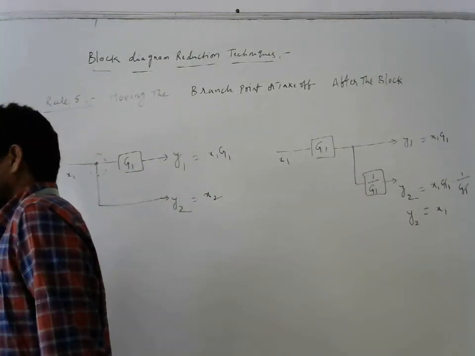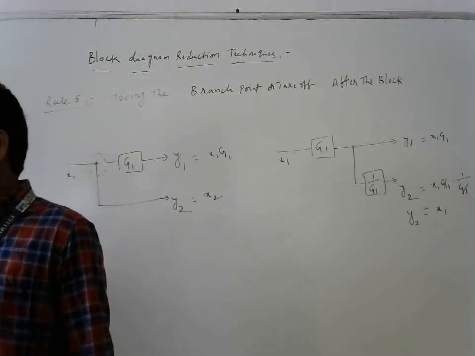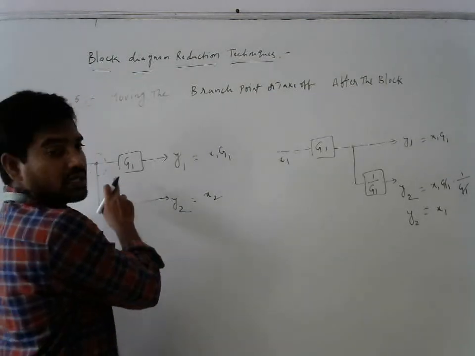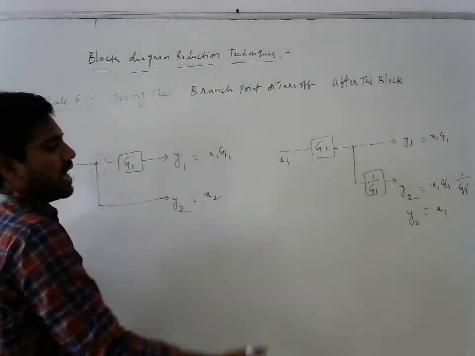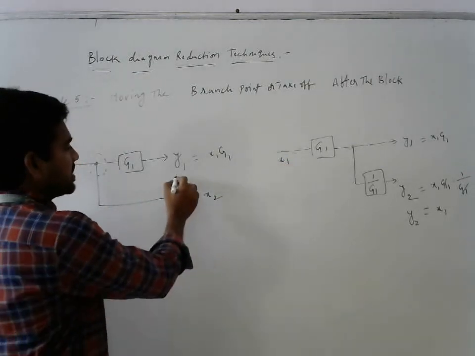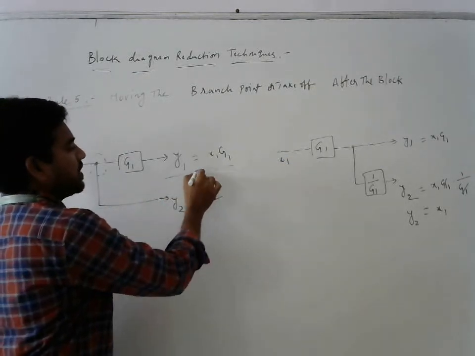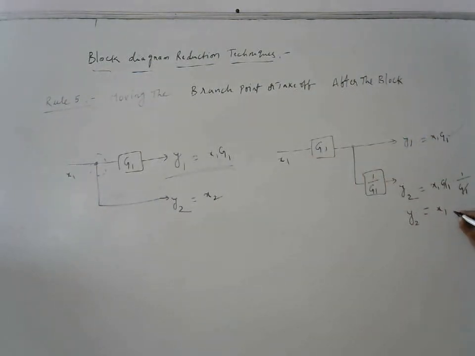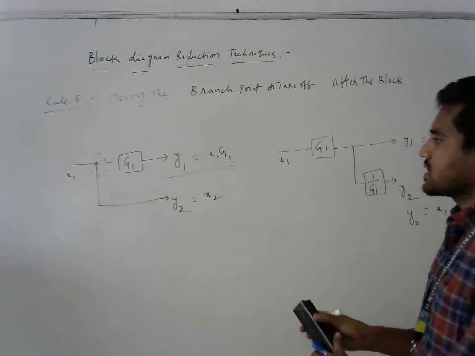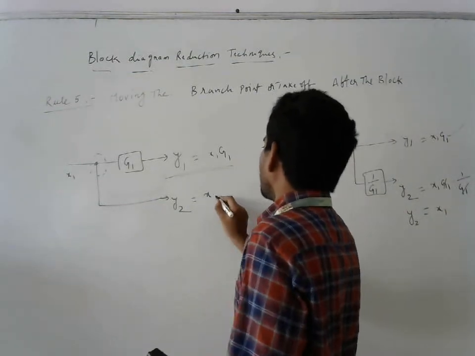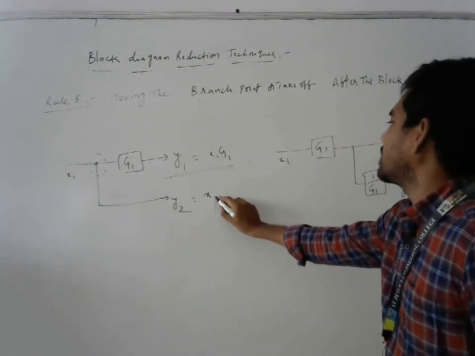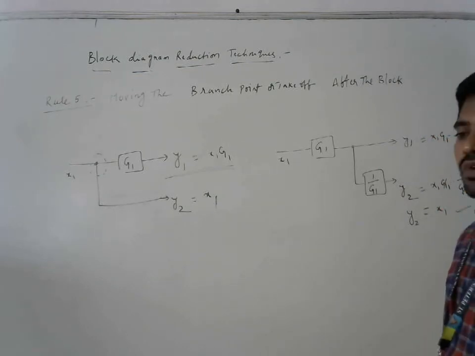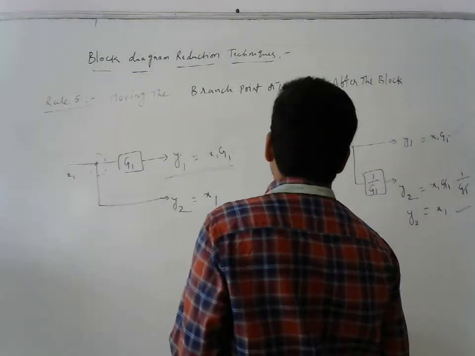That is the changing of a takeoff point before the block. That means actually it is before the block. Now I have shifted to after the block. What is the input? What is the output? y1, x1, g1. Again, y2 is equal to x1 here, not x2. x2 is not there, only one input. Both cases will be the same, then only it will be satisfied.